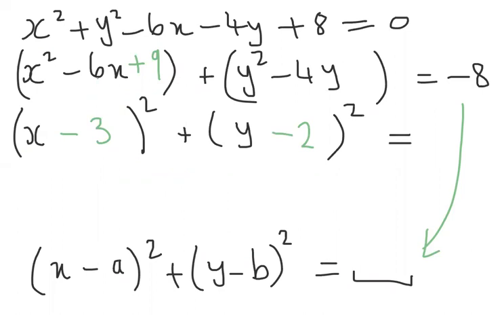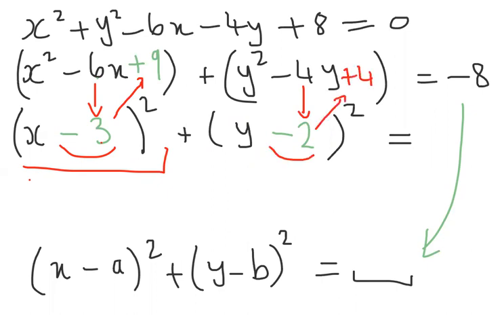Just to repeat again, what I showed you now is just how to get to this part. I just took the 6, divided that by 2. I have a 3. But because of that, minus 3 times minus 3 gives you plus 9. On this side, we have 4 divided by 2, it's 2. And minus 2 times minus 2 gives you plus 4.